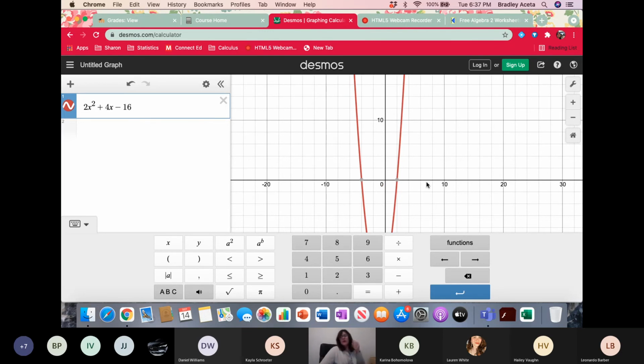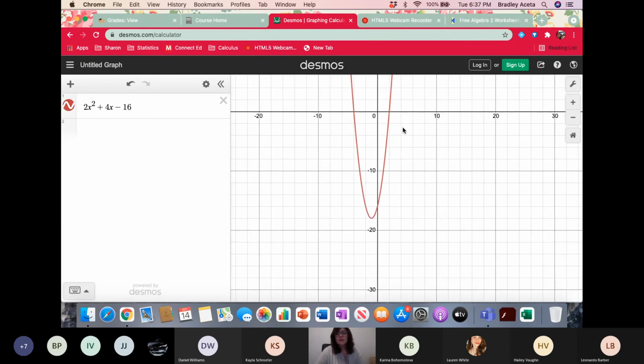And you can zoom out and zoom in. You can move this right now. Right there, is that the lowest point on the graph or the highest point on the graph? And if you click on it, it actually gives it to you. I don't know if you can see it. It's very light. It actually says that point is -1, -18. So is that the highest point or the lowest point? That's the lowest point on the graph.